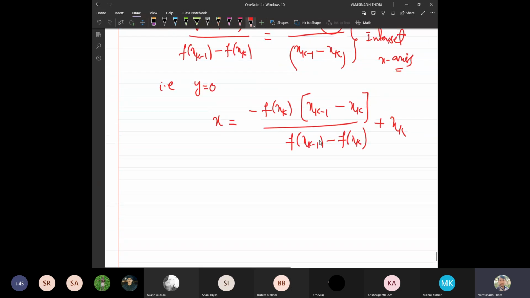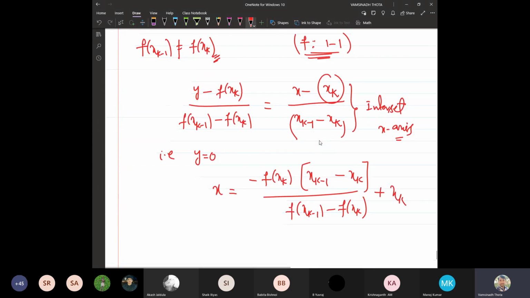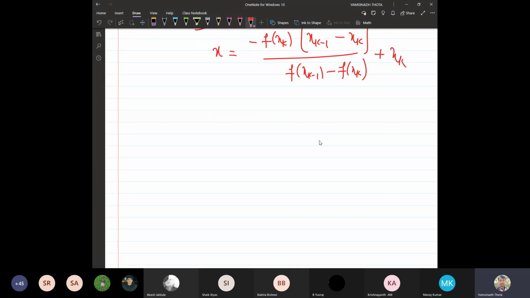So when the straight line meets the x-axis, that is y is equal to 0, the x value has to be this one, and this is nothing but our next iteration point, that is x_{k+1}. So x_{k+1} is equal to x_k minus (x_k - x_{k-1}) upon f(x_k) - f(x_{k-1}), times f(x_k). You write it in a modified manner, just manipulating something here.